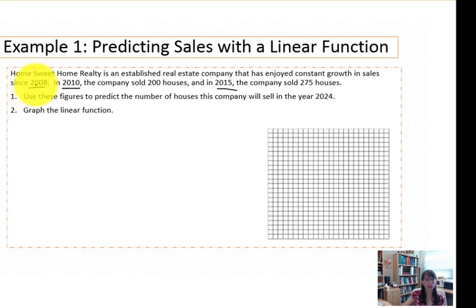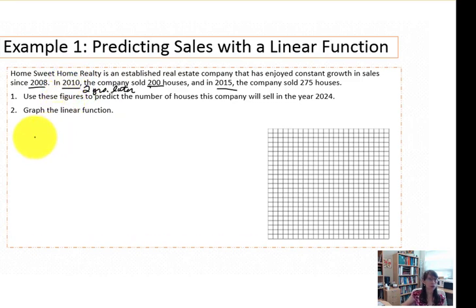So we need to go back, and there are several numbers that are given. Some of these are years, and some of these are number of sales. So it's important for us to go back and take a look at what year was mentioned first. It says they have a constant growth of sales since the year 2008. So 2008 is the first year that the data is being collected. If we read a little further, in 2010, the company sold 200 houses. So in 2010, how many years after 2008 is that? So that's 2 years later.